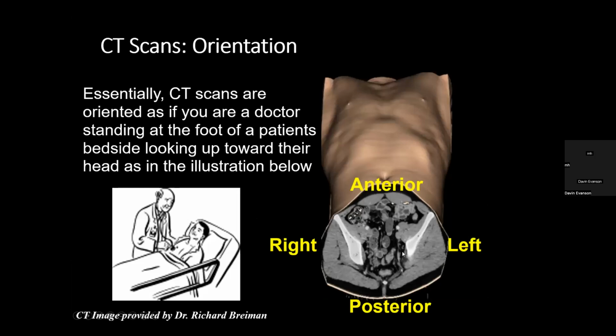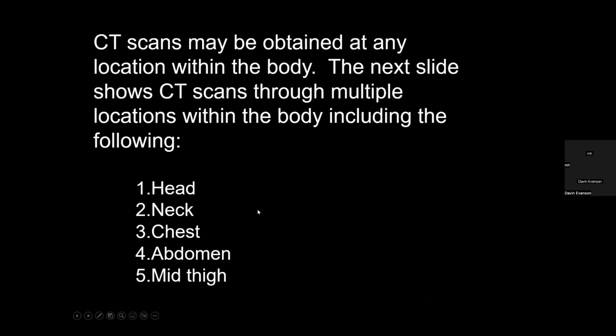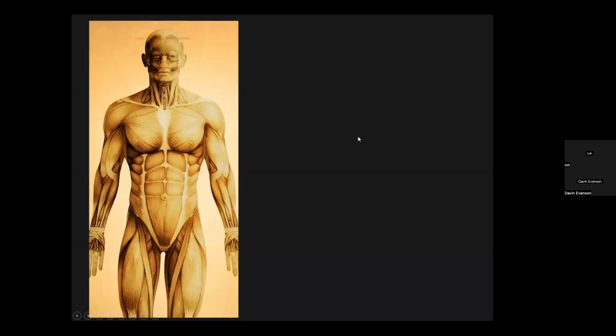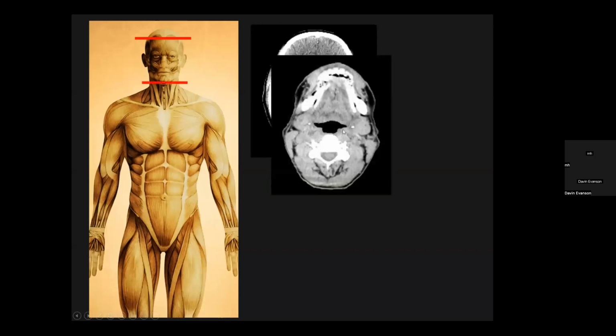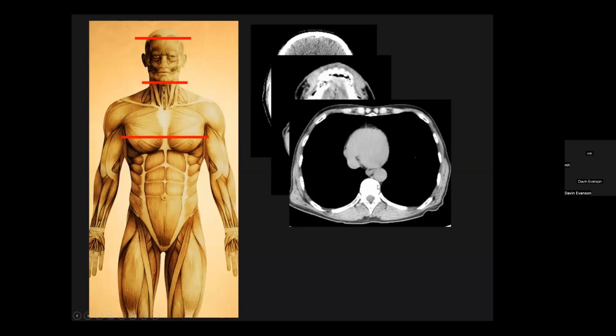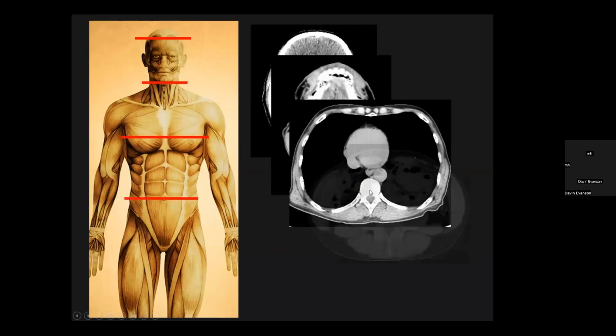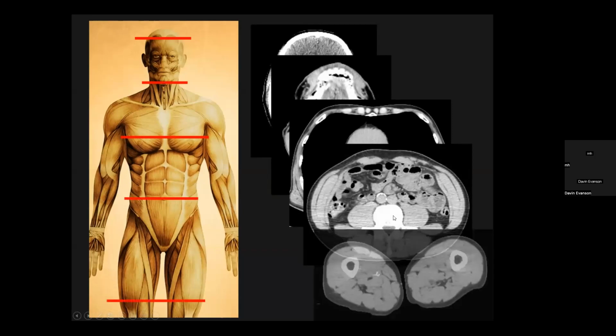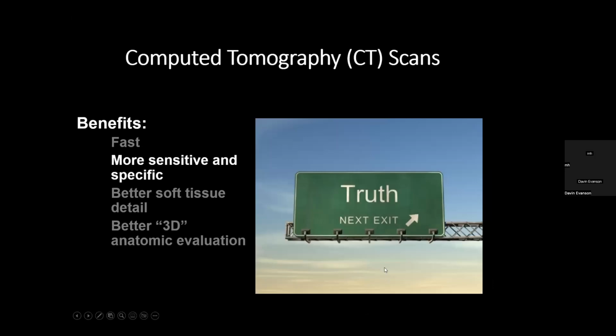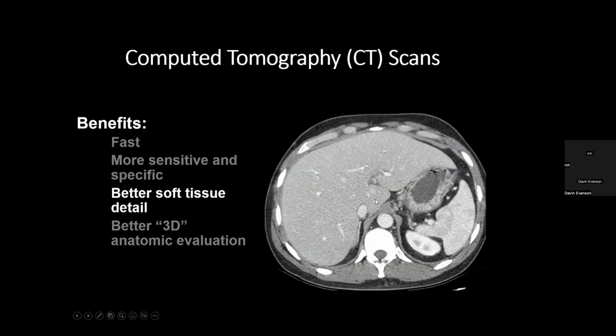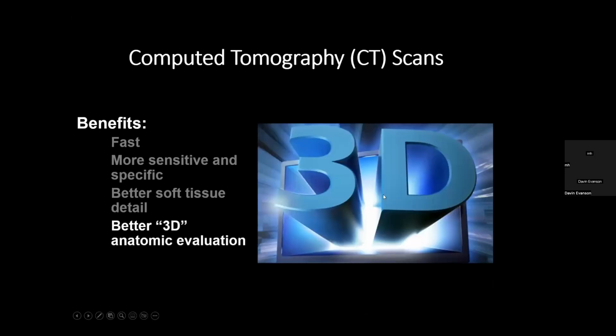So orientation is very important when we're scanning the patient. And we're going to go through the human body here, through the head, through the neck. Notice the bones are going to be bright, just like on our x-rays. They're getting absorbed. Here we're in the belly. Here we're in the lower extremity. I sometimes call the CT the truth machine. That's much more sensitive and specific than a regular radiograph.